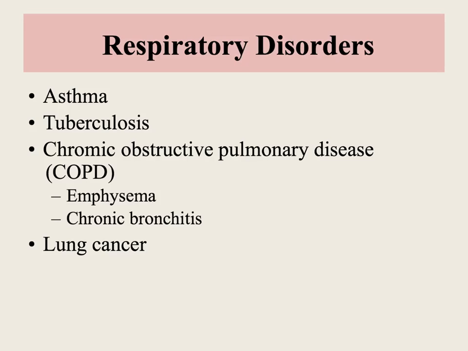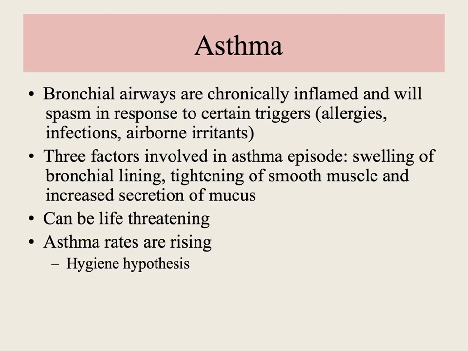There are quite a few, but I'm only going to focus on 4 main ones: asthma, tuberculosis, chronic obstructive pulmonary disease, or COPD, and then lung cancer. So in asthma, your bronchial airways are chronically inflamed, and then there are times where there's a spasm that happens in response to certain triggers, which vary from person to person. An asthma attack may be triggered by an allergen coming into the body, or by an infection in the body, or some kind of irritant that's not necessarily an allergen.